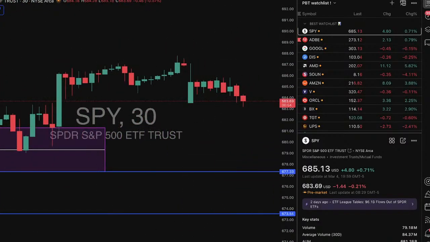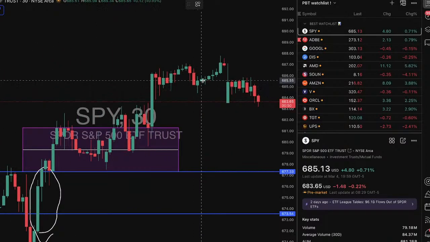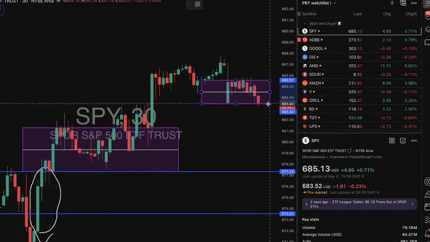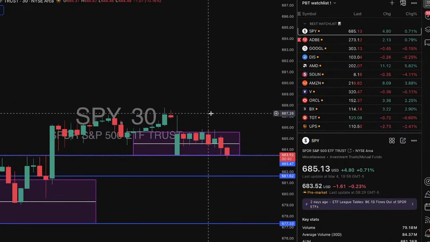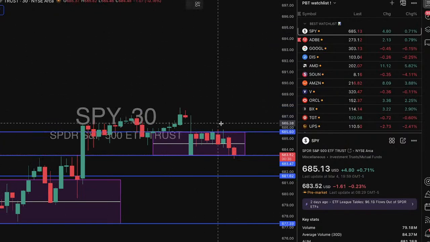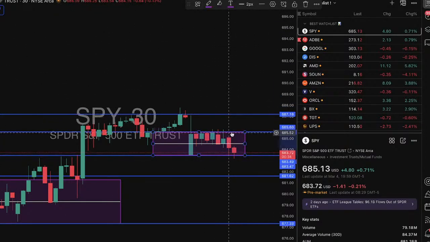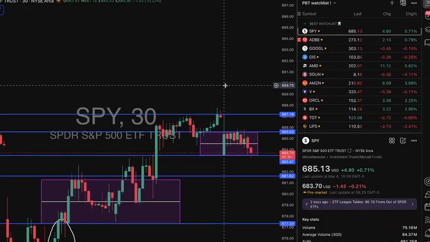So I'm going to do a box like this. Because under that 683, there's a move down to that 681. Nothing crazy. And then above that 685, there's a move up to this 687 range. So small little gap move there. Let me see what else we got.